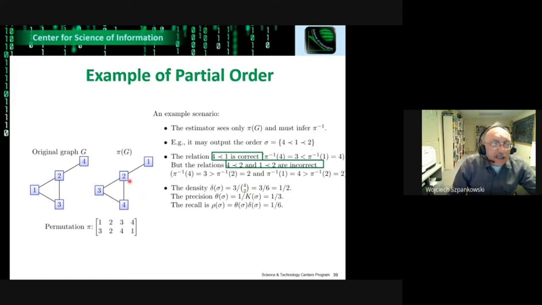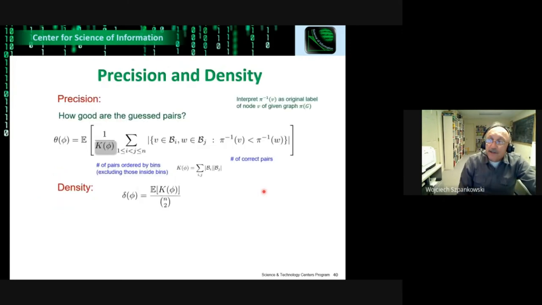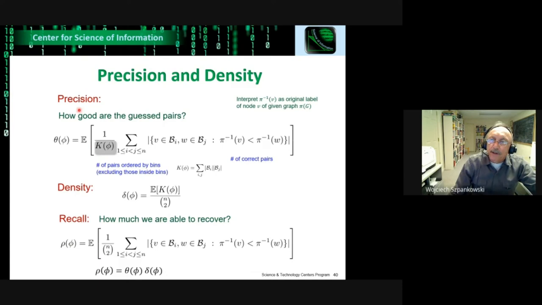Furthermore, this partial order ignores 3. So the total number of pairs in this graph is 4 choose 2, which is 6. But I have only considered three pairs in this partial order. So I would say the density of this is 3/6. So this is the definition. The precision is the number of correctly guessed pairs out of the pairs that I want to consider in my partial order. Density is how many pairs I consider in my partial order compared to all pairs. And these two parameters, forget about recall, precision and density, are what I want to understand.